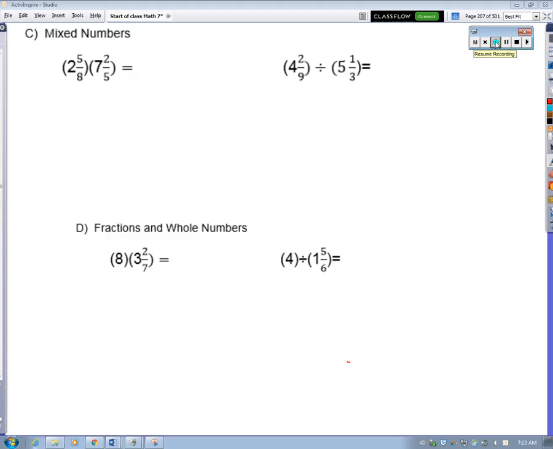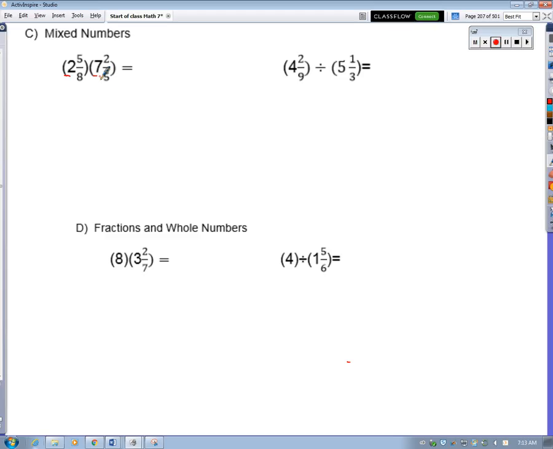Alright, moving on to mixed numbers. Okay, unlike addition, we can't just ignore these whole numbers out front and then deal with them at the end. We got to deal with them up front. So this is a place where we need to turn those into improper fractions. Okay, so how do we do that? We've got 2 and 5/8. How do we do that as an improper fraction?